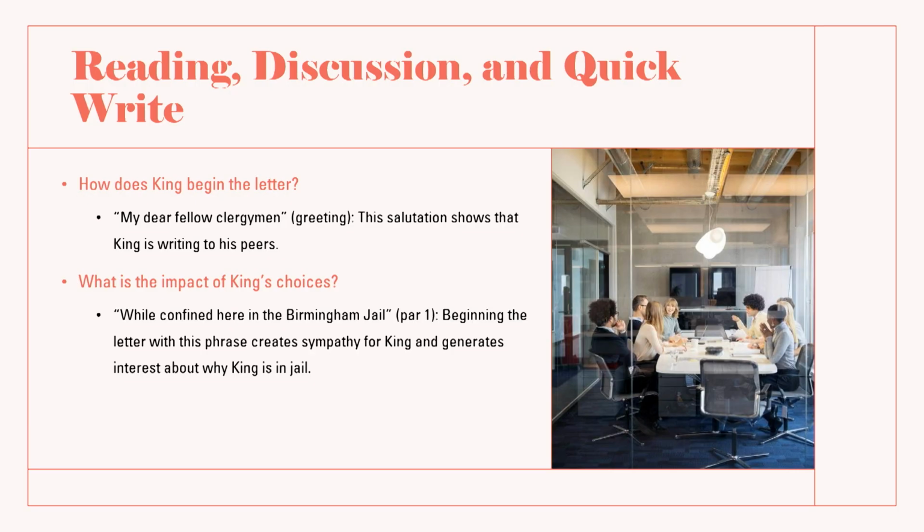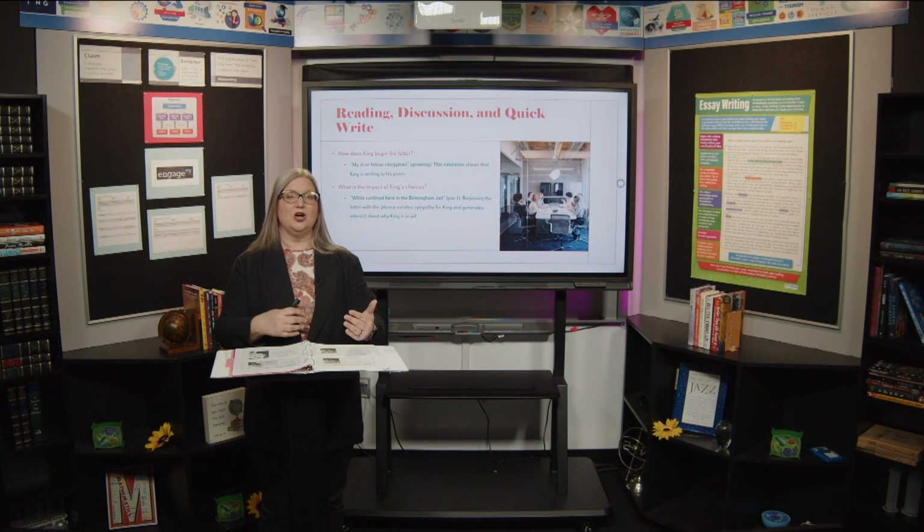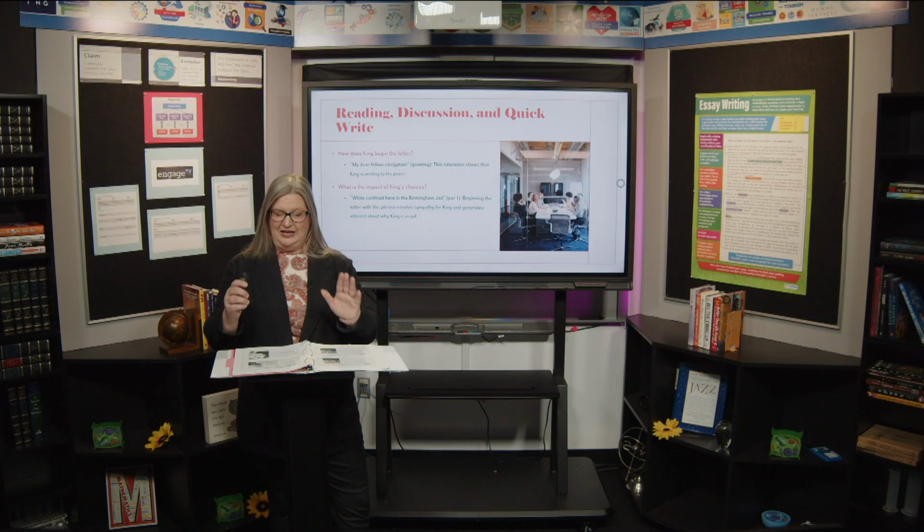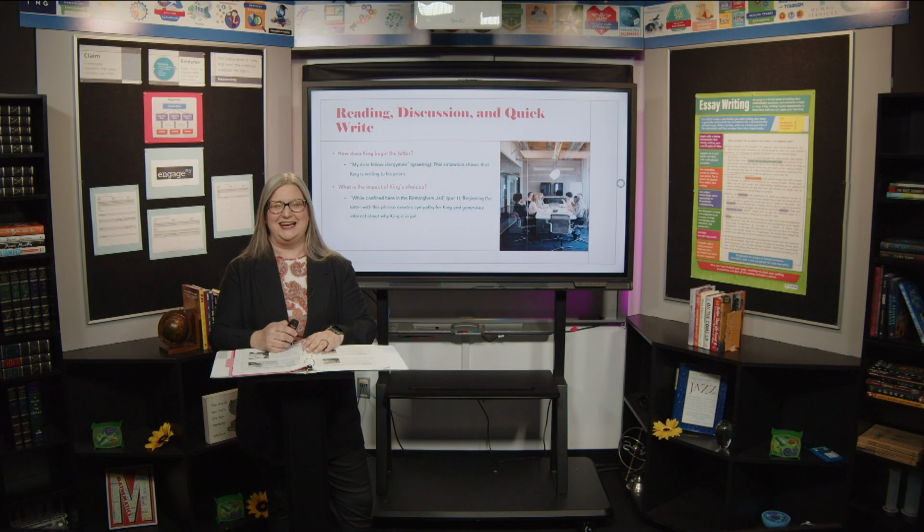In that second response, "while confined here in the Birmingham jail," I also say where that comes from. It comes from paragraph 1. That is going to be essential as we work through this unit and then through this module, that you know where all of the evidence that you're using comes from, so you can go back to that and get the context. All right, so we got a couple of things to do, and then we're going to be done for the day. I know it's been a long day with you listening to that letter.